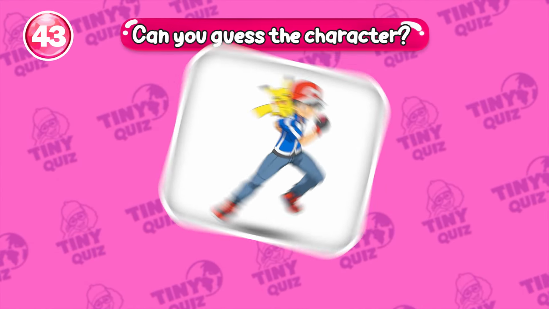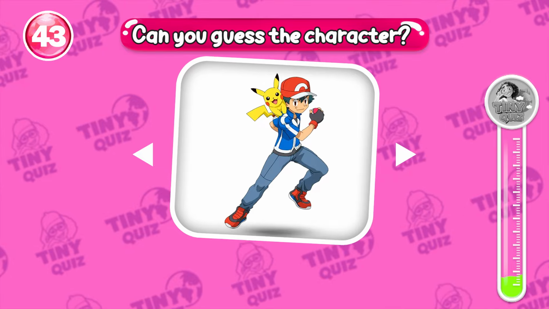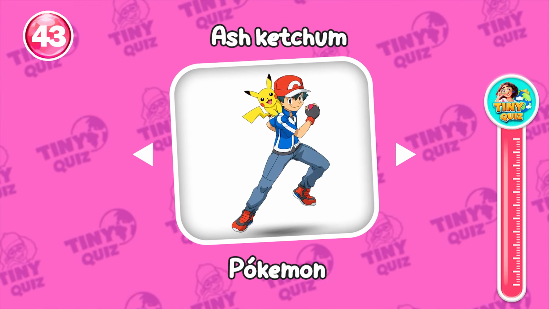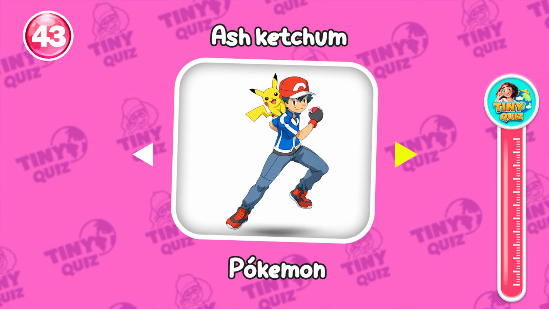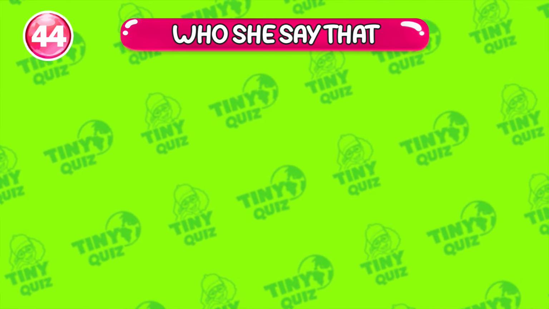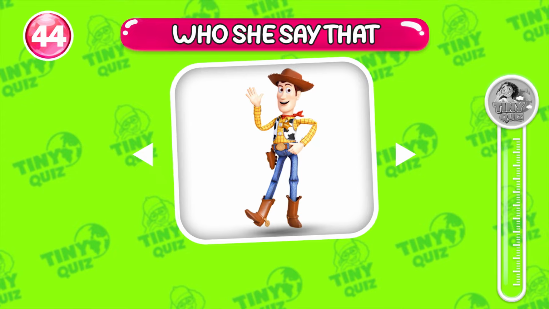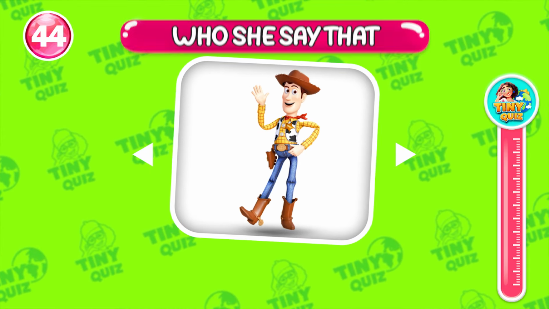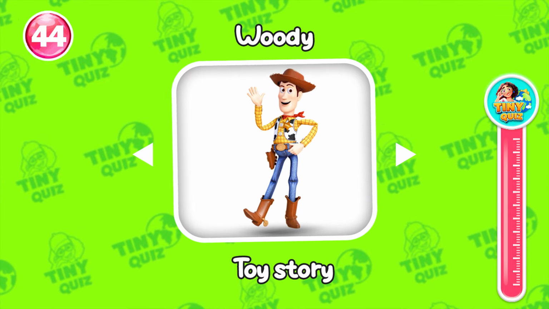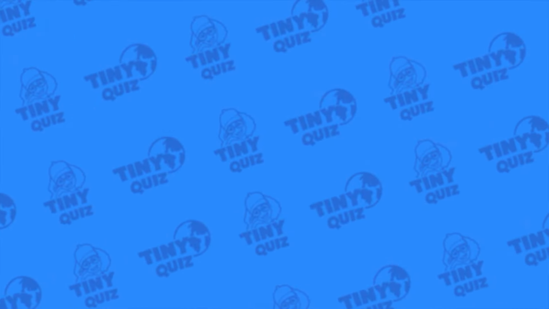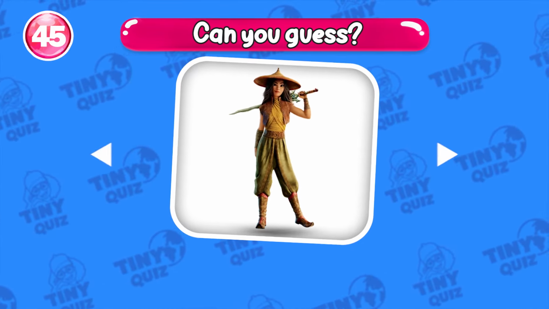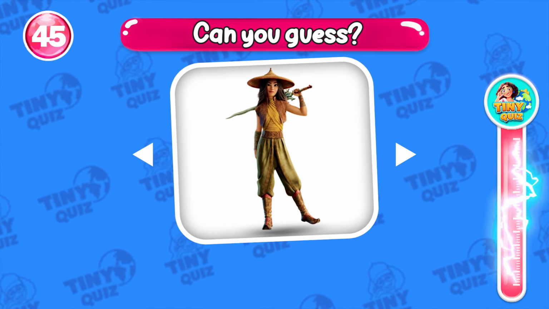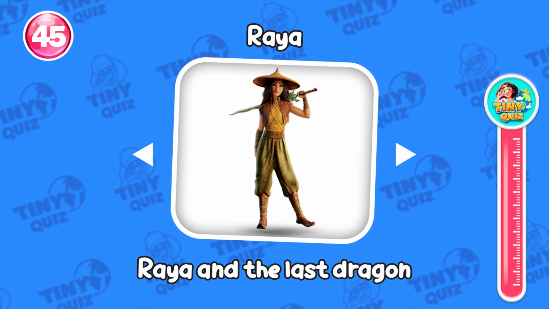Question 43. Can you guess? Ash Ketchum from Pokemon. Question 44. Can you guess the character? Woody from Toy Story. Question 45. Can you guess? Raya from Raya and the Last Dragon.